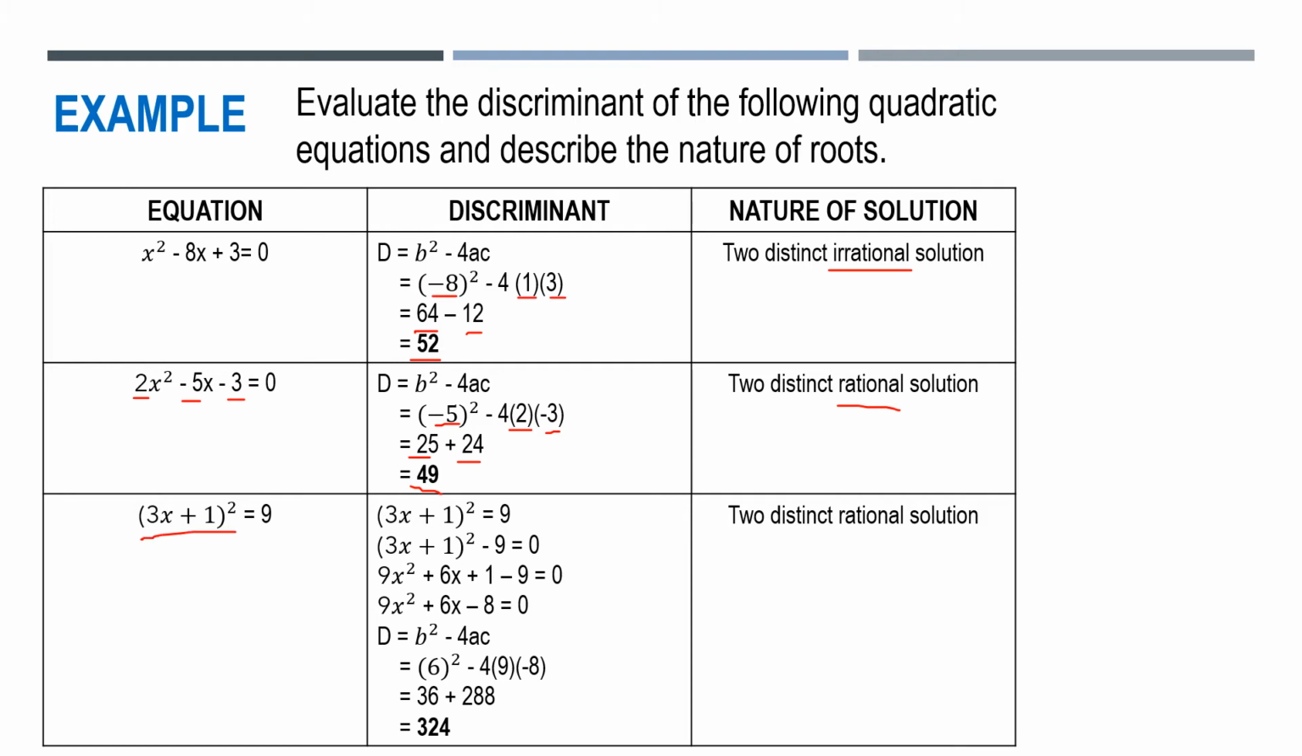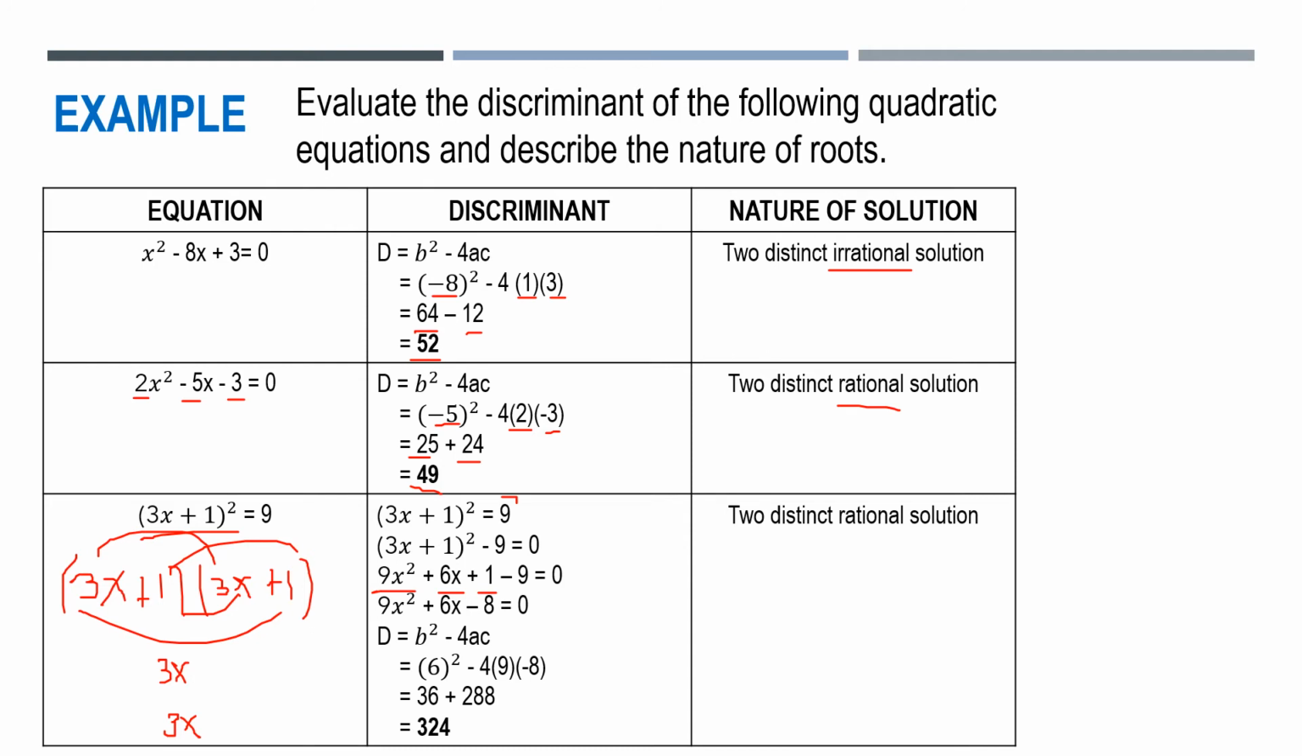Next, bago nating ma-identify yung ating values ng A, B, and C, kailangan muna natin siyang isolve using FOIL method. So, pag hiniwalay natin yan, magiging 3x plus 1, and yung isa, 3x plus 1 din. So, using FOIL method, we have first term. So, 3x times 3x, kaya 9x squared. And yung outer, 3x times 1 is 3x. Then, inner, we have 1 times 3x. We have 3x. And 3x plus 3x, kaya ito ay 6x. And then, positive 1 times positive 1, yan ay positive 1.